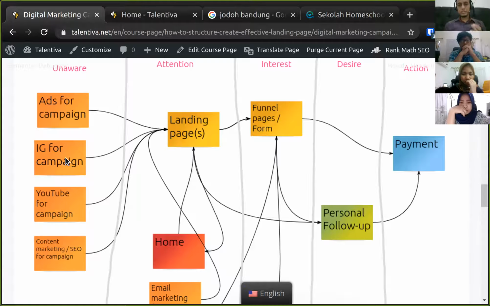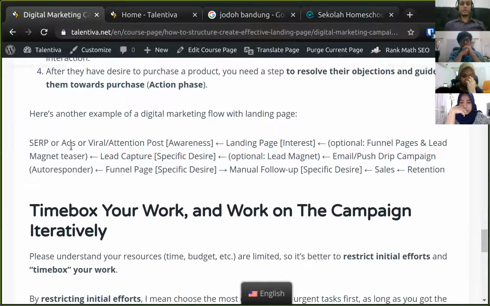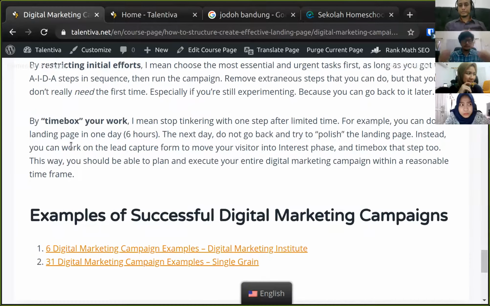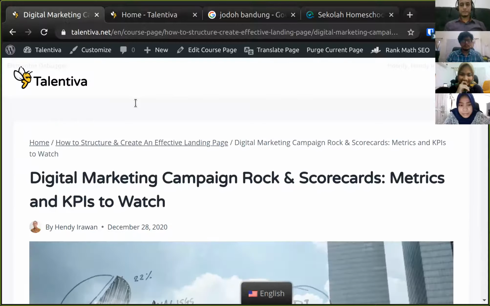And if you see that something is not right, then you go back to your campaign and improve it iteratively. So you don't have to wait like 1 month to launch a campaign. You can launch the campaigns in a few days and then tweak it over time while running the campaign. And that's it. That's the first section of digital marketing campaign using landing page, and this is about OKRs and scorecards.